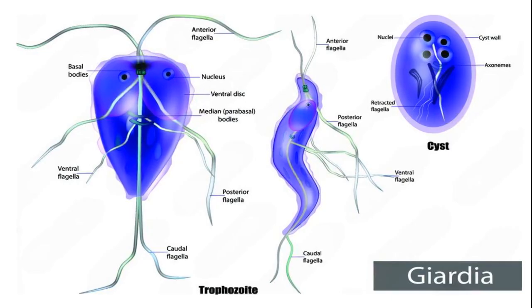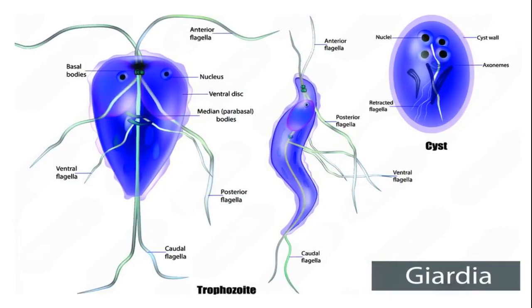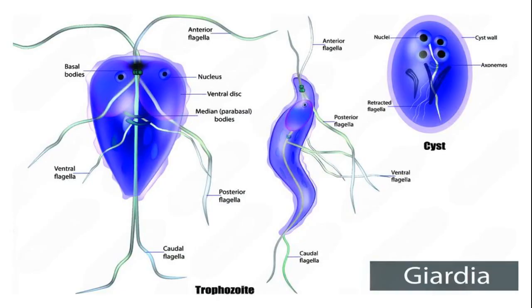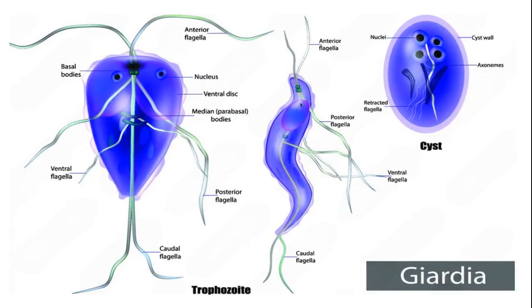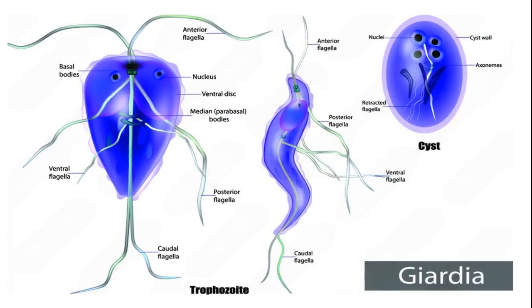The other form is the trophozoite, which is pear-shaped with flagella and a central body. It is motile and resembles a teardrop or kite shape. It has two nuclei and can move rapidly in a zigzag pattern due to its flagella.